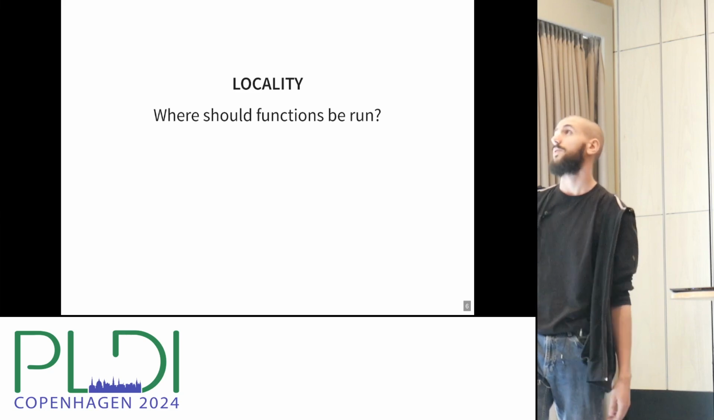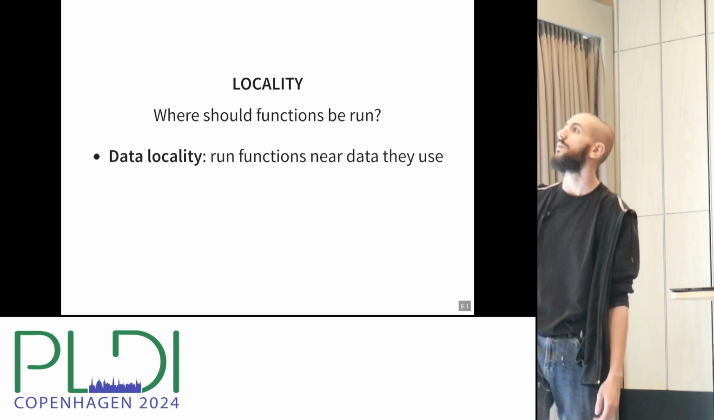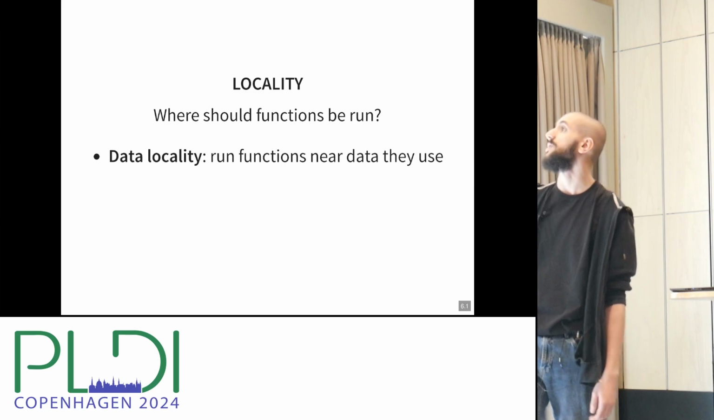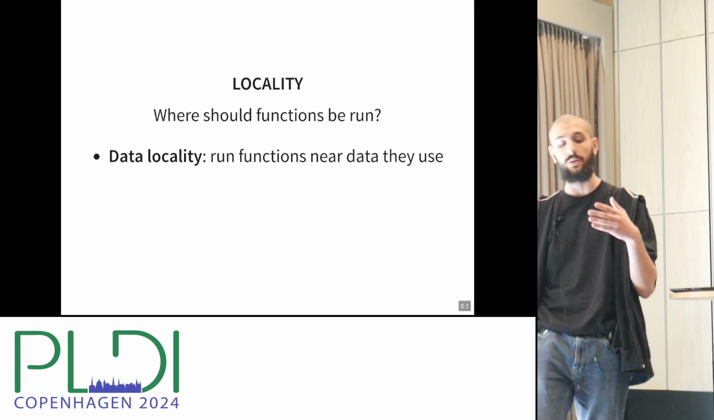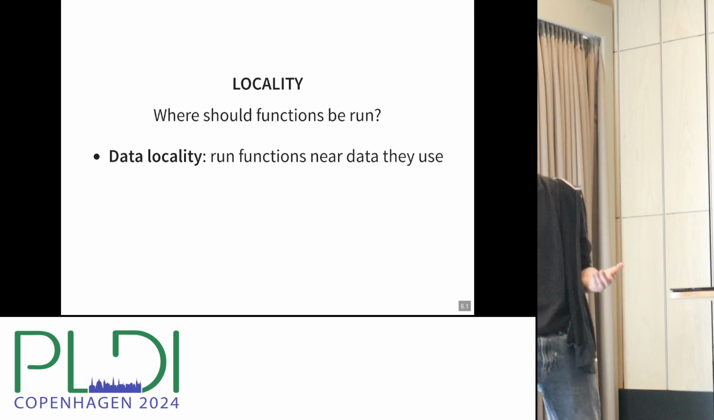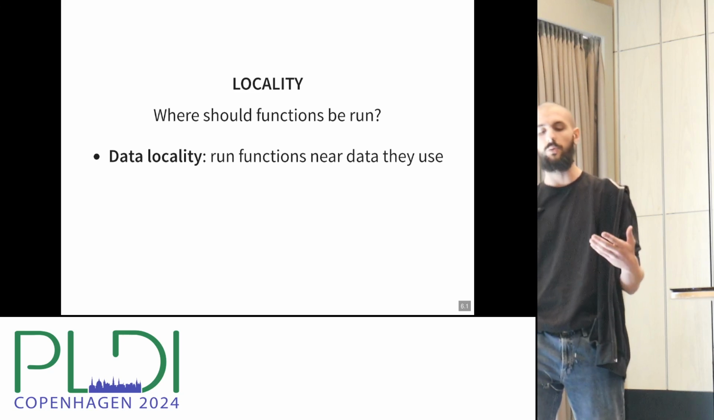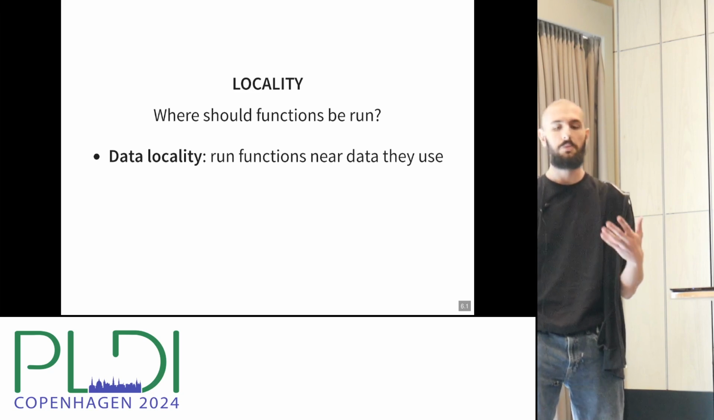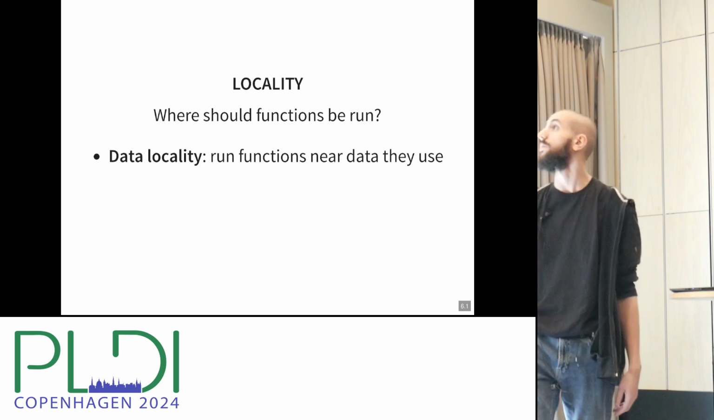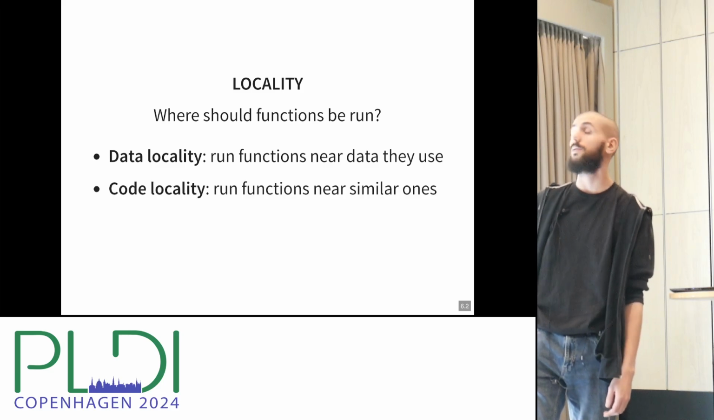There are many kinds of localities, and the three I'm focusing on are data locality, which is we want to run functions near the data that they use. We can see, as an example, we might want to run a function that contacts a database in Europe on a node in Europe. Then we have code locality.